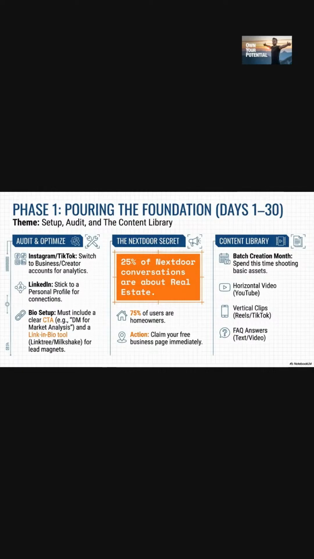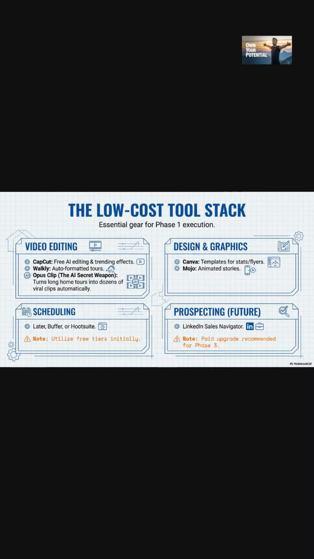Content library: batch your creations on a monthly basis. So what does that mean? Probably means that you're going to spend about a day filming a lot of this content. But you want to do horizontal, which is sideways, like you're laying in bed, and vertical, like you're standing up. Horizontal for YouTube, vertical for Reels and TikTok, and then facts and questions, answers, text and video. You can shoot any way that really makes sense for you.